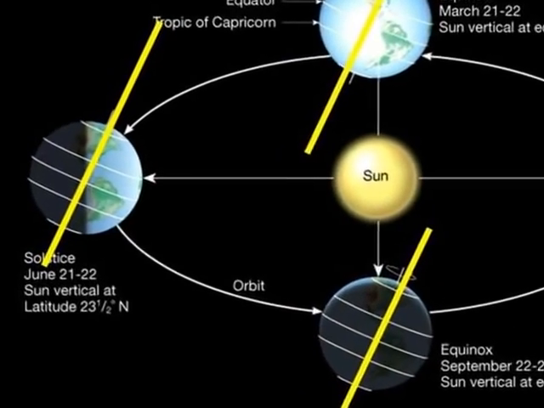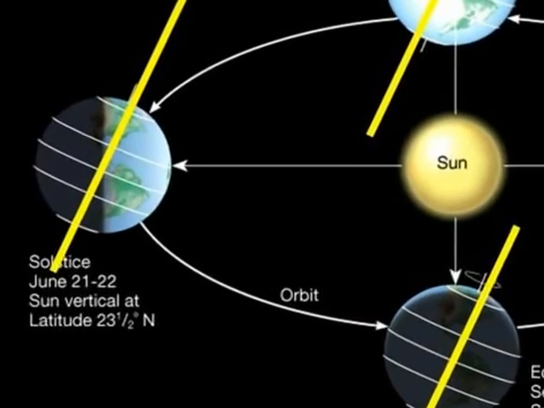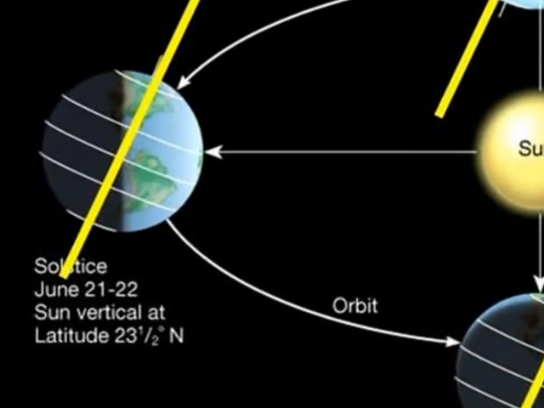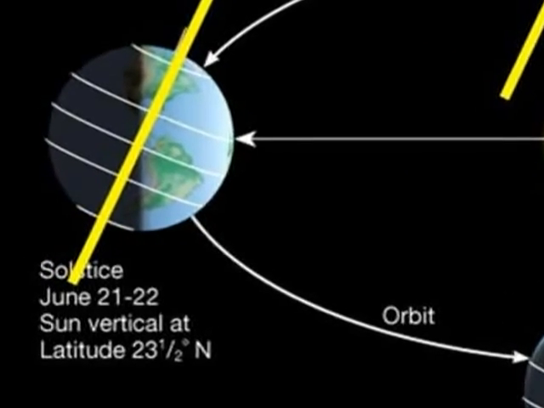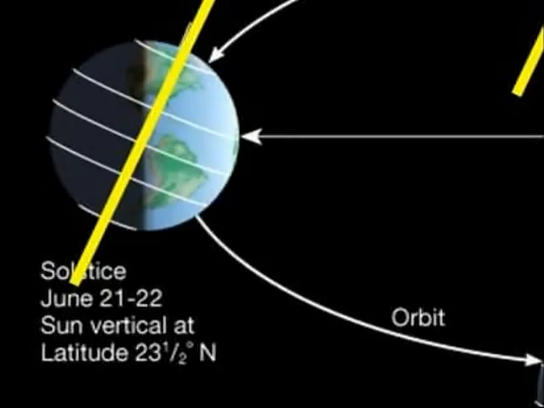If we zoom in on the situation in June, when the Earth's axis is positioned in this way, you'll see that the northern hemisphere is tipped towards the sun. Now that doesn't mean that the northern hemisphere is closer to the sun than the southern hemisphere is. That's not what I'm trying to say here. What I'm saying is that locations in the northern hemisphere are experiencing higher sun angles than locations in the southern hemisphere.